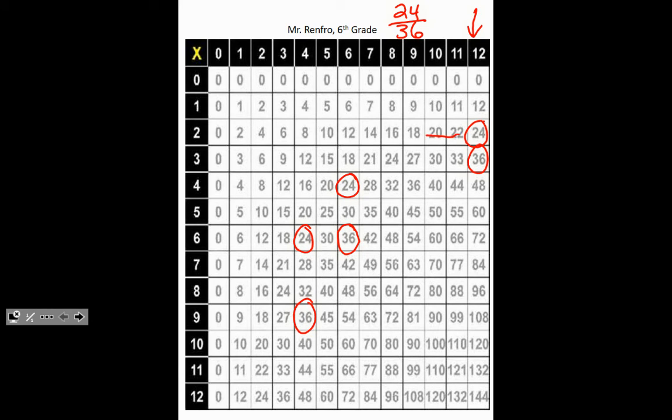So if you put your finger on the 24 and your finger on the 36 and slide them all the way to the blank, your answer reduces to 2/3. So 24/36 is reduced to 2/3. This is how we use our multiplication chart to simplify fractions.